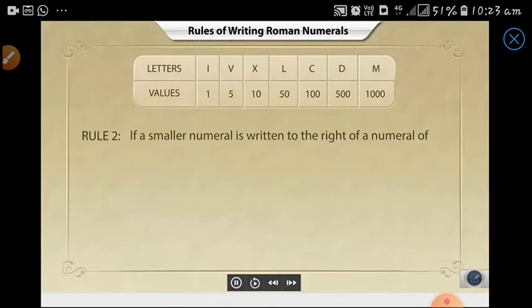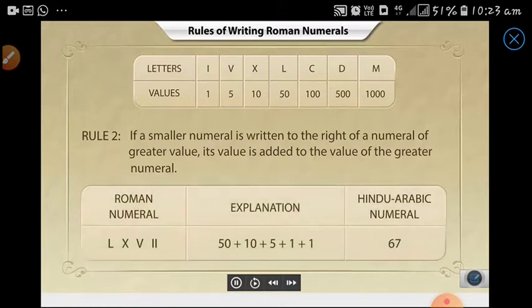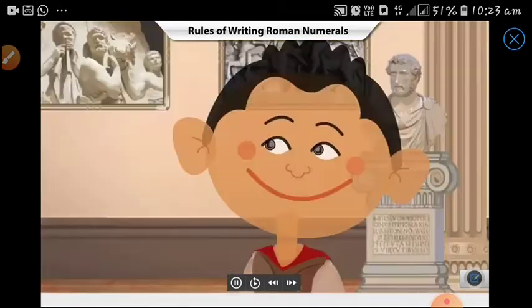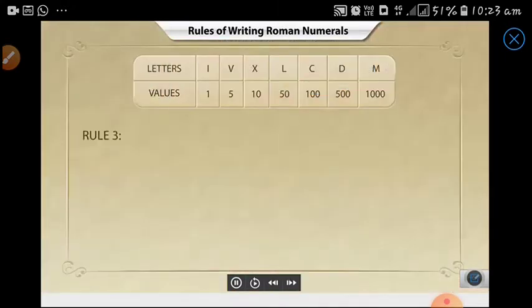If a smaller numeral is written to the right of a numeral of greater value, its value is added to the greater numeral. For example, look how the numerals X, V, and 2 I's are written to the right of the numeral L, which is of greater value. The value of each numeral is added to 50 to get 67. That sounds easy.